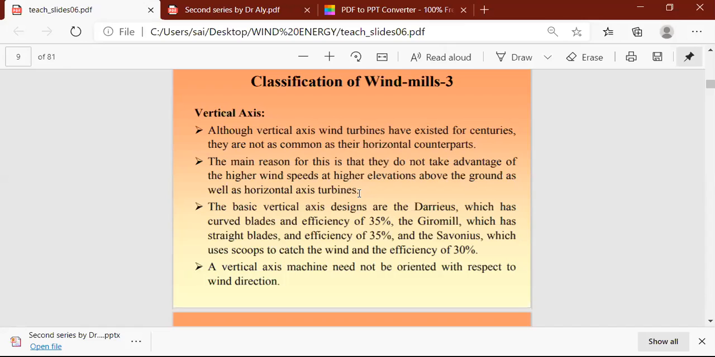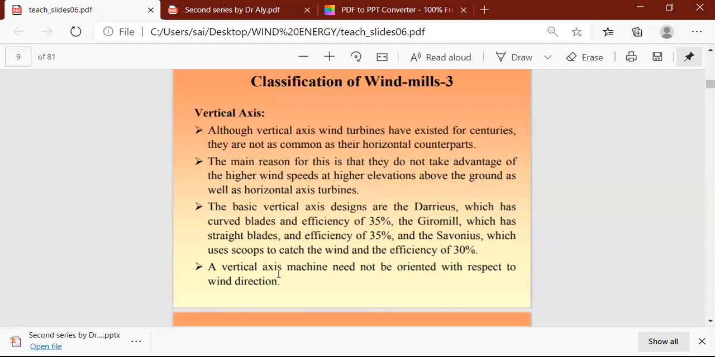Okay, the basic vertical axis designs are the Darrieus, which has curved blades and an efficiency of 35%, the giromill, which has straight blades and an efficiency of 35%, and the Savonius, which uses scoops to catch the wind and has an efficiency of 30%. So this Darrieus, giromill, and Savonius, these are the different designs of vertical axis turbine having different efficiencies like 35%, 35%, and 30%.